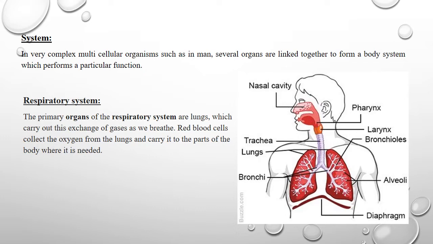Now the lungs. There are two lungs in the human body. They have a sponge-like structure. The lungs are not equal in size. The left one is smaller and the right one is bigger.